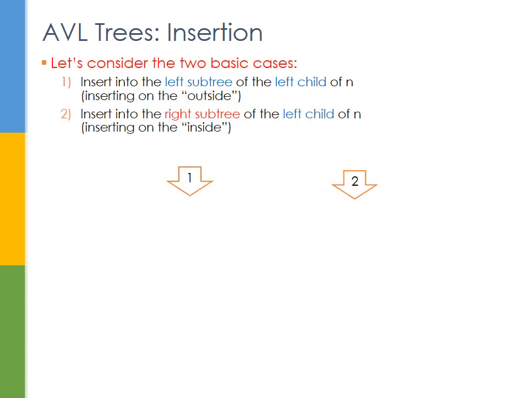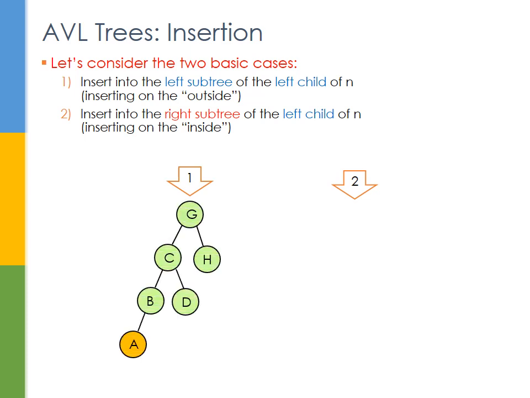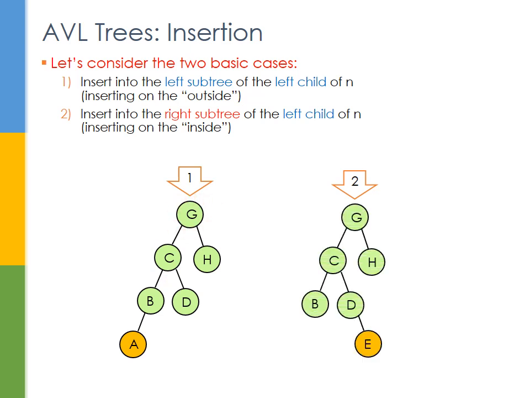So the 2 cases that we'll now look at are cases 1 and 2. Case 1 is when we insert into the left subtree of the left child of n. So this is an outside insertion, as you can see over here, but it is under the left child of the node that has become unbalanced. Our second case is when we insert into the right subtree of the left child of n. So again, the insertion is under the left child of the node that has become unbalanced, but it's now in the right subtree. So this is then an inside insertion as opposed to an outside insertion in case 1.